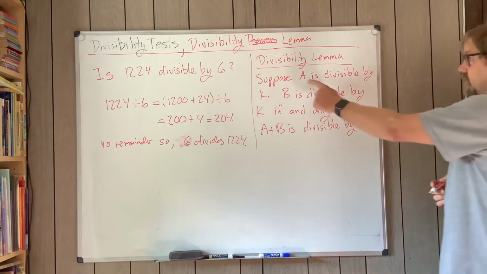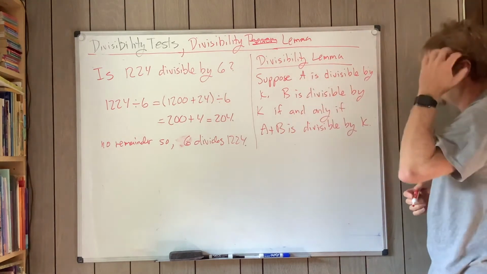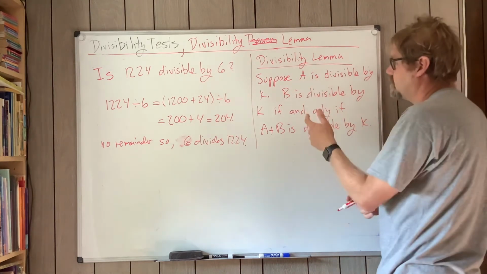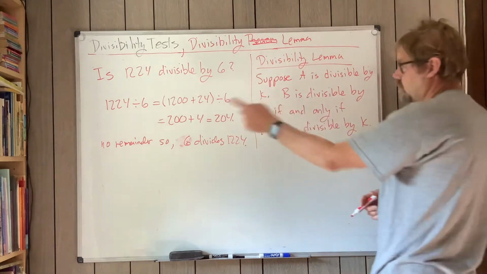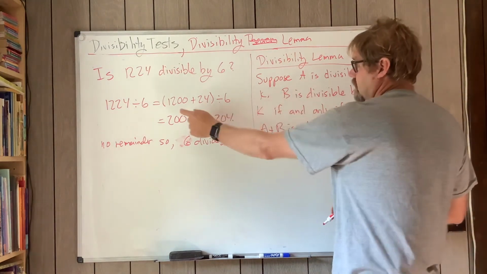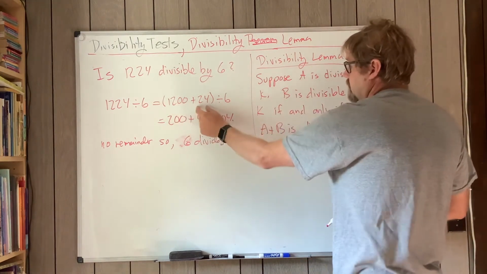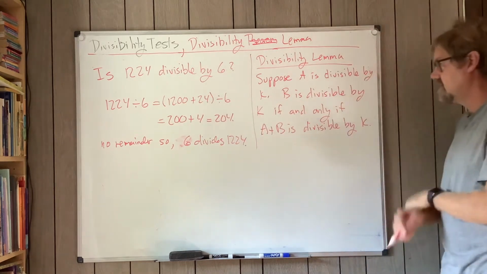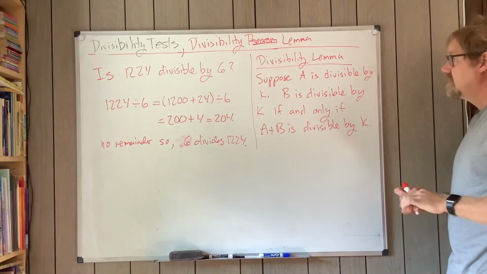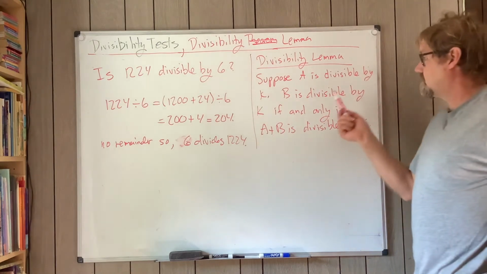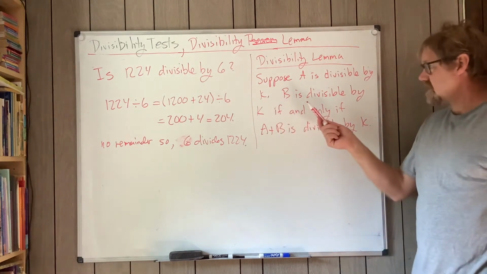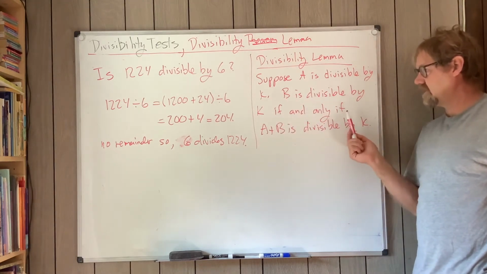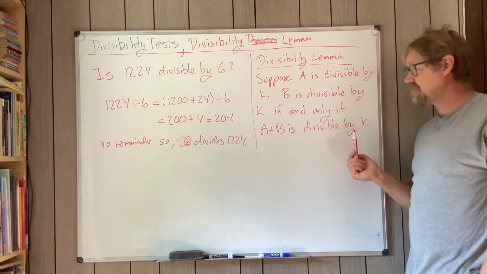All right, let me just say this one more time. Suppose I have some number A. Again, in your head, A and B are going to be fairly large numbers. I'm going to look at this really quick as well in a second. If you want to think of A and B being these two numbers, great, and K is that. Put some concreteness in your head. So suppose A is divisible by K. Then the statement is B is divisible by K if and only if A plus B is divisible by K.